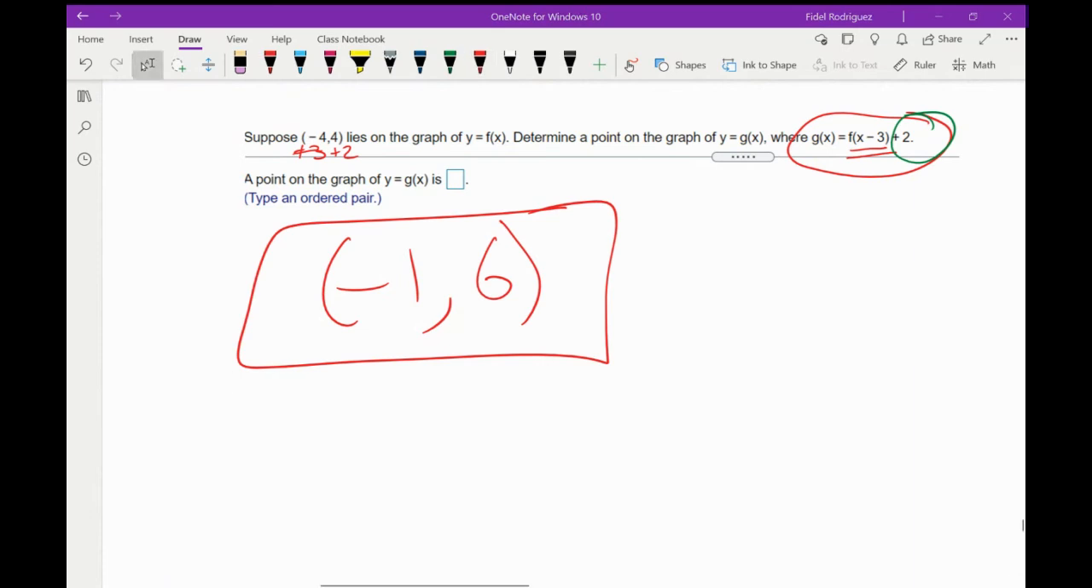And then we can always check our answer. Let's come back over here. So (-1, 6), and we will check it. And we got it. Did that make sense how I was able to do it though? Yeah.